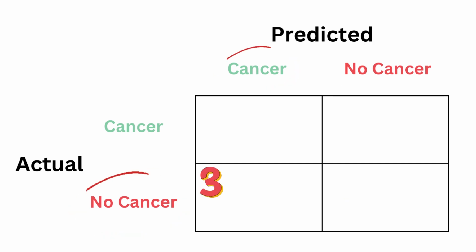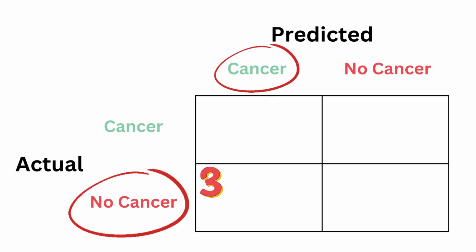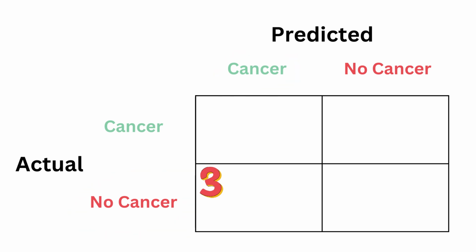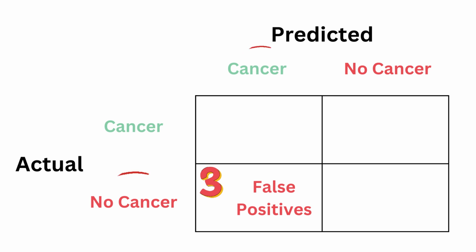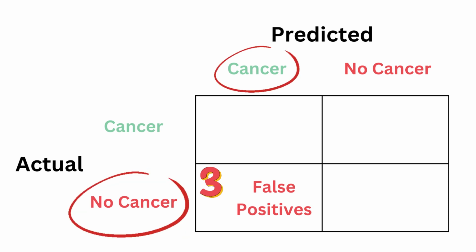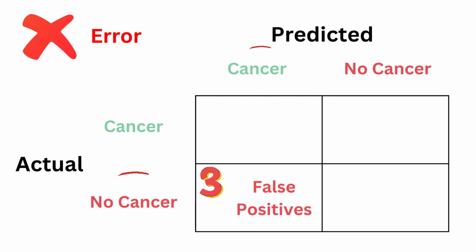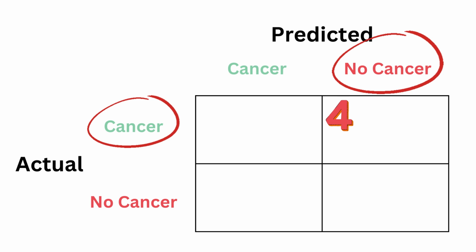Let's see the third case. Here, in reality, the patient does not have cancer, but you predicted that the patient has cancer. This is called a false positive because you falsely classified this patient as having cancer. Now, this is an error.